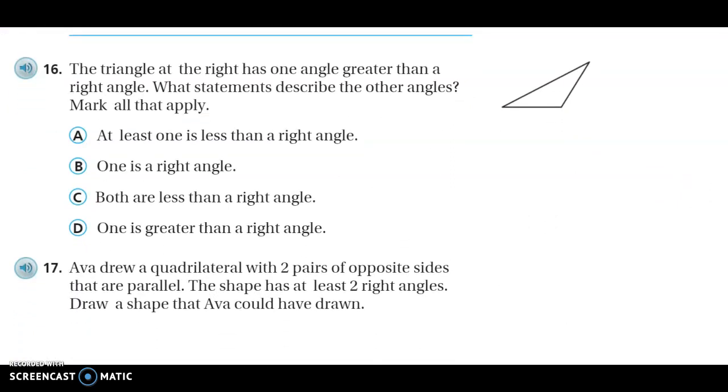The triangle at the right has 1 angle greater than a right angle. What statement describes the other angles? Mark all that apply. The correct answer here is A and C. At least one is less than a right angle. Wait a minute. At least one, yes. But it also has both of them. It has both angles less than a right angle. This one's greater. It has one that's at least one, and it has the other one, so it should be both.